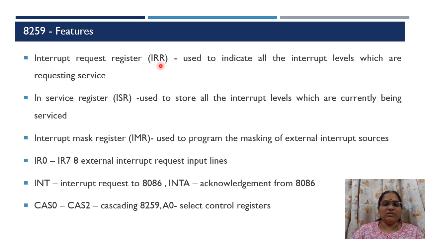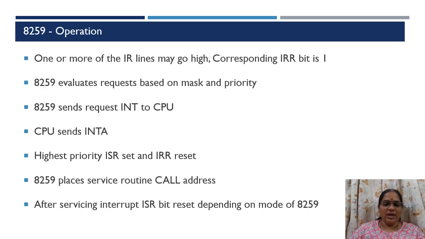As I mentioned, the interrupt request register is used to indicate all the interrupt levels which are requesting the service of a processor. The in-service register stores the interrupt levels which are currently being serviced. The mask register is used for masking any particular interrupts. Totally 8 external interrupts are available. INT is for the request to the processor, and INTA is the acknowledgement from the processor. This is for cascading, and A0 is used for selecting the different control registers. Depending upon your masking or priority, that control can be done by using A0.